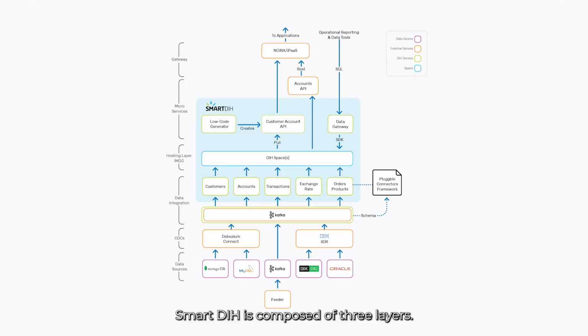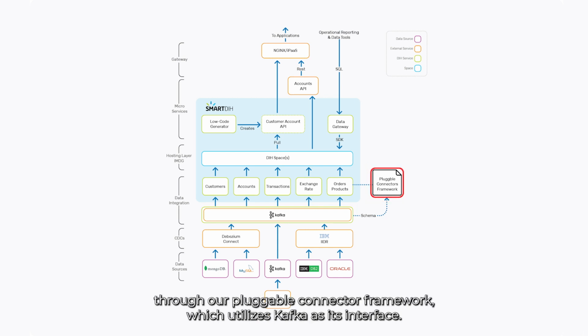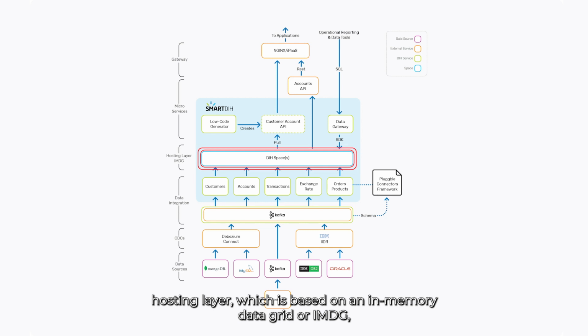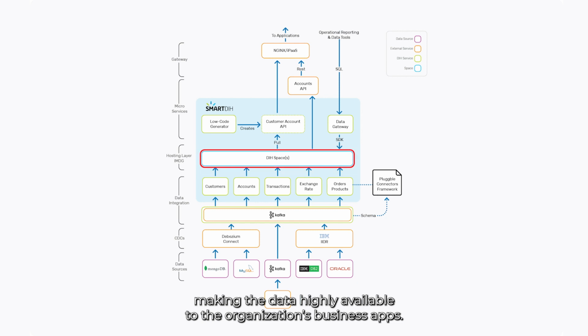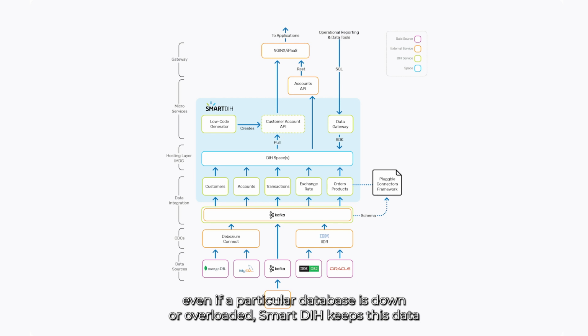Smart DIH is composed of 3 layers. At the bottom, we see the integration layer. The Smart DIH reads data from databases and other sources through our pluggable connector framework, which utilizes Kafka as its interface. This data is imported into the DIH hosting layer, which is based on an in-memory data grid, or IMDG, making the data highly available to the organization's business apps. What this means is that even if a particular database is down or overloaded, Smart DIH keeps this data available for clients and business apps, maintaining service and business continuity.